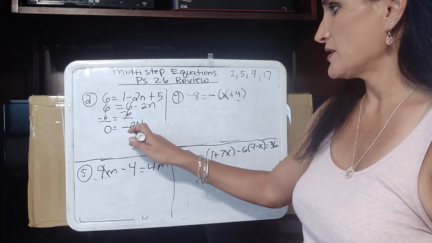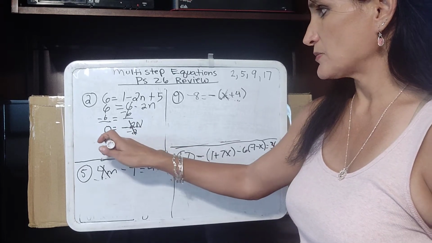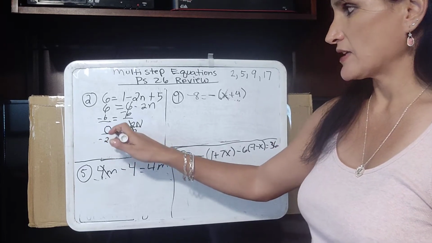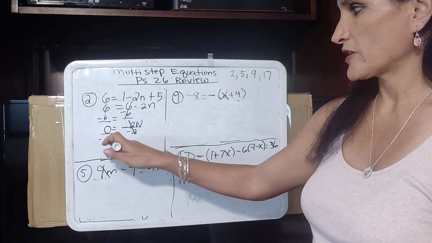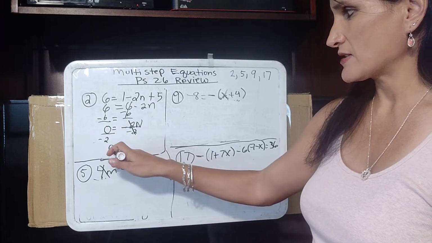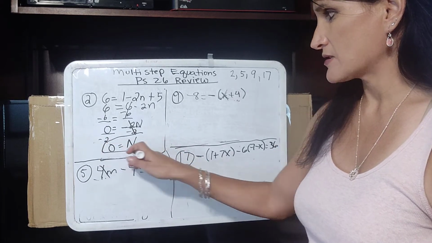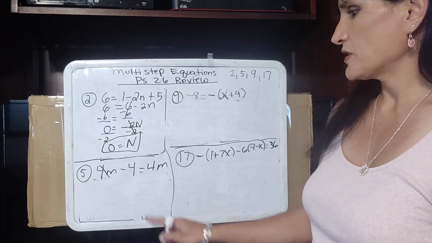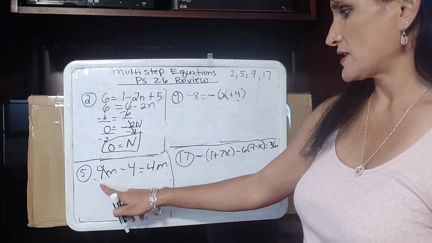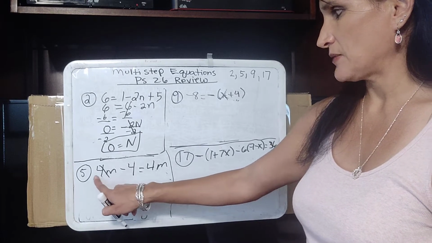Then you're going to divide by the negative 2. Remember that anything 0 in the numerator divided by something is always going to be 0. And we have 0 equals n. So this is a valid solution. Moving on to number 5, you'll see something a little bit different that happens.